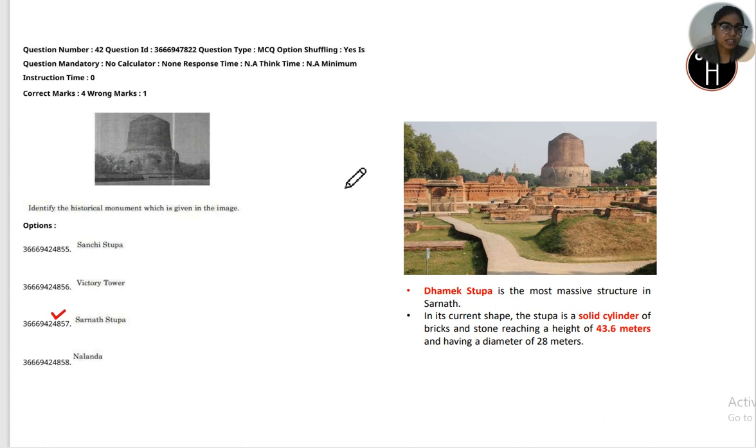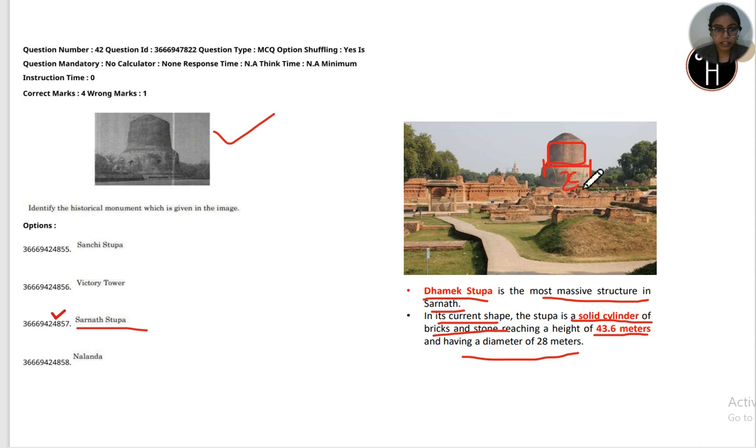Identify the historical monument which is given in the image. A historical monument picture is given to you, and the question is asking about the name. So this is your Sarnath Stupa. It is also known as the Dhamek Stupa. It is the most massive structure in Sarnath. In its current shape, the stupa is a solid cylinder of brick and stone, reaching a height of 43.6 meters and having a diameter of 28 meters. Please remember the name with the picture. It's very important. So this is your Sarnath Stupa, also known as the Dhamek Stupa.